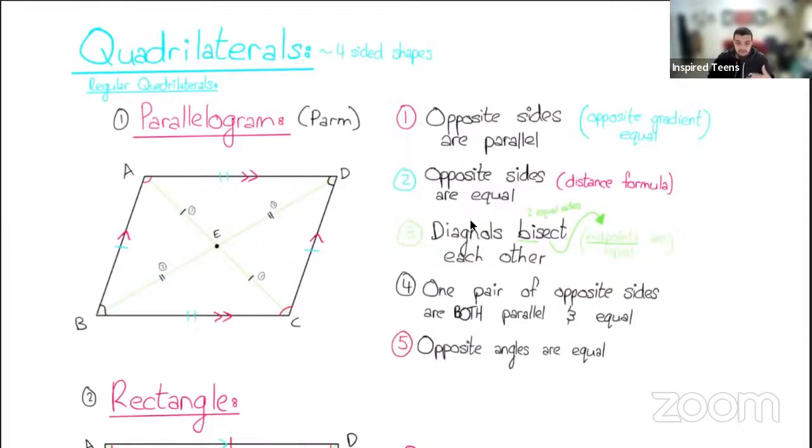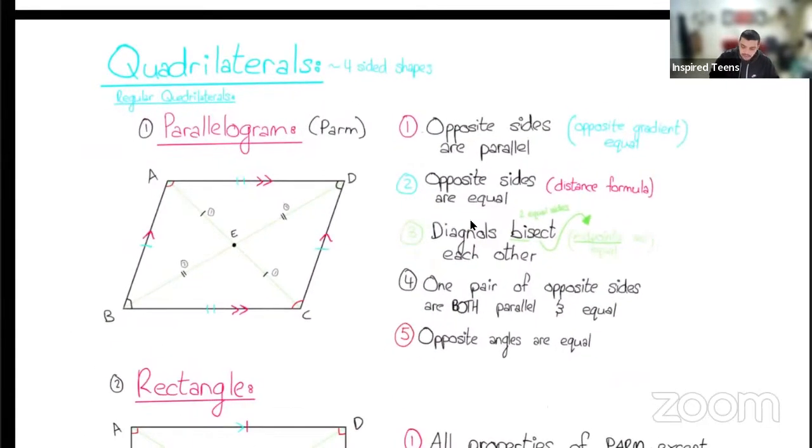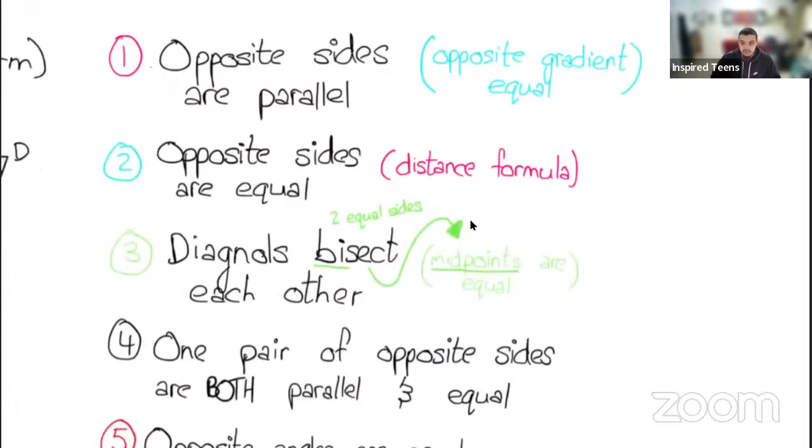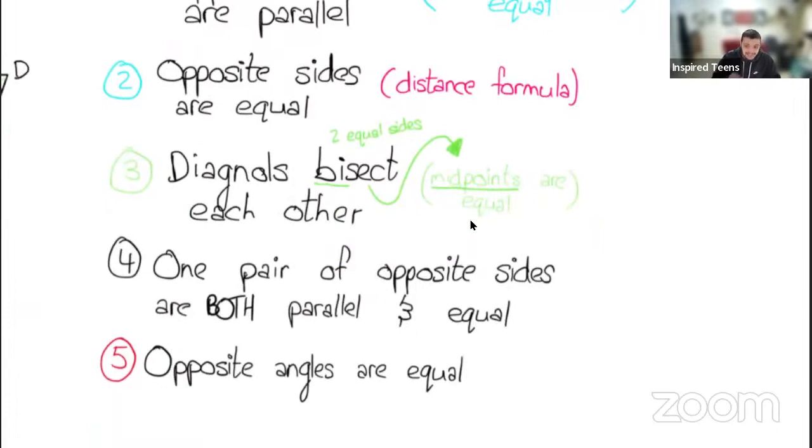So quadrilaterals, which are four-sided shapes, quad. The parallelogram, let's go through them. I'll just brief through them for now. Parallelogram: opposite sides are parallel, opposite sides are equal. So there are some hints here: opposite gradients are equal. If they're parallel lines, the gradients are equal. Opposite sides are equal, distance formula. Diagonals bisect each other, so midpoints are equal. This is coming back to that midpoint thing.